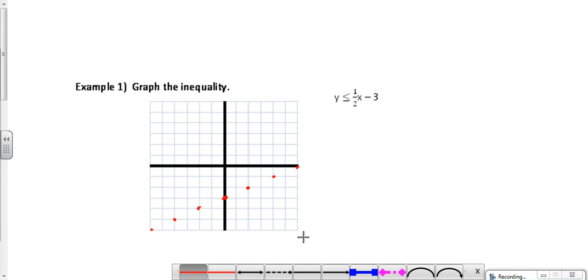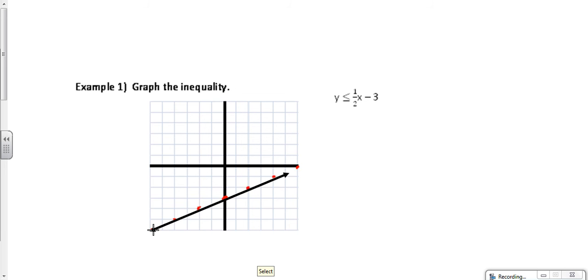Now, before I pick a line, there's a line underneath my inequality. It's less than or equal to, which means I'm going to draw a solid line. And that's the line, solid. And then I would have to shade. Well, as I mentioned before, less than or equal to is going to shade below.